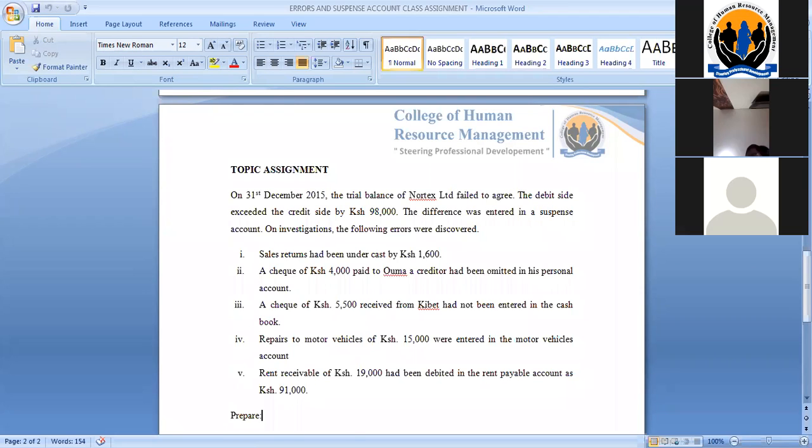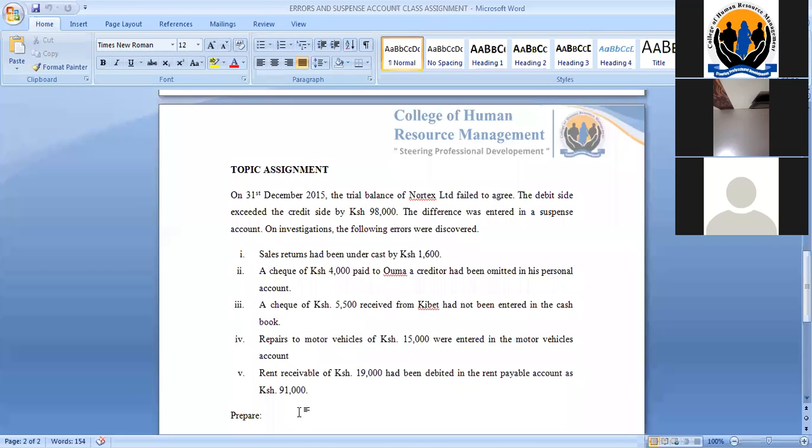Okay, then. My assumption was yes, that the company was to receive 19,000. But it had been recorded like rent they were supposed to pay of 91. So I deducted the 19 from the 91. You got 72? Yes. So that's the way I did it. And then I put 72 in the suspense account. I don't know. I didn't quite understand it.